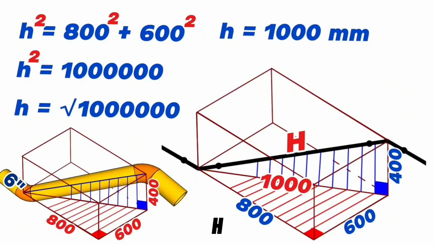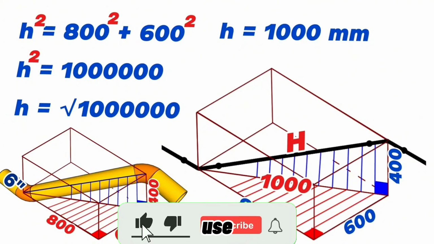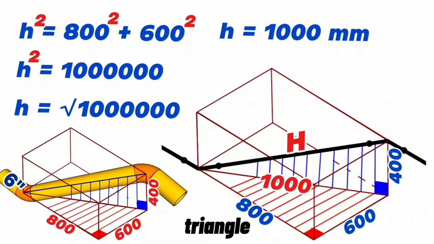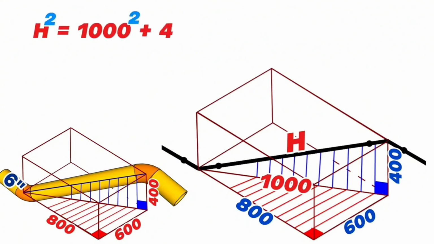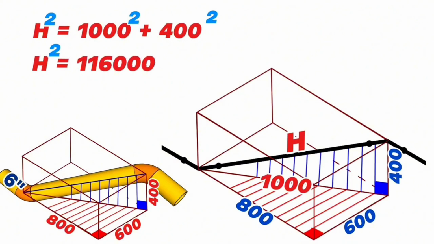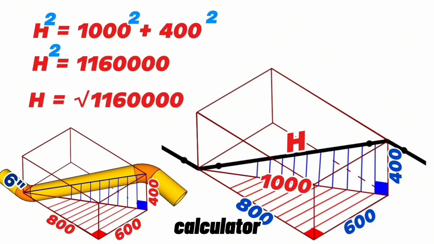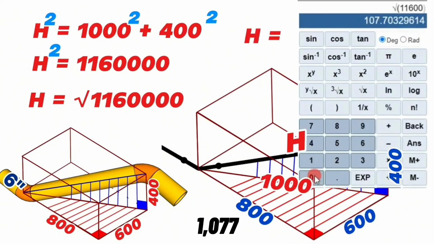Now let's find the big letter H, which is the hypotenuse of the vertical blue right angle triangle. We will use the Pythagorean theorem formula again in such cases to calculate the hypotenuse of this right angle triangle. According to the Pythagorean theorem, big H squared will be equal to 1000 squared plus 400 squared. Continuing the calculation, we find big H squared will be equal to 1,160,000. We continue, big H will be equal to the square root of 1,160,000. At last we use a scientific calculator and find big H will be equal to 1077 millimeters.